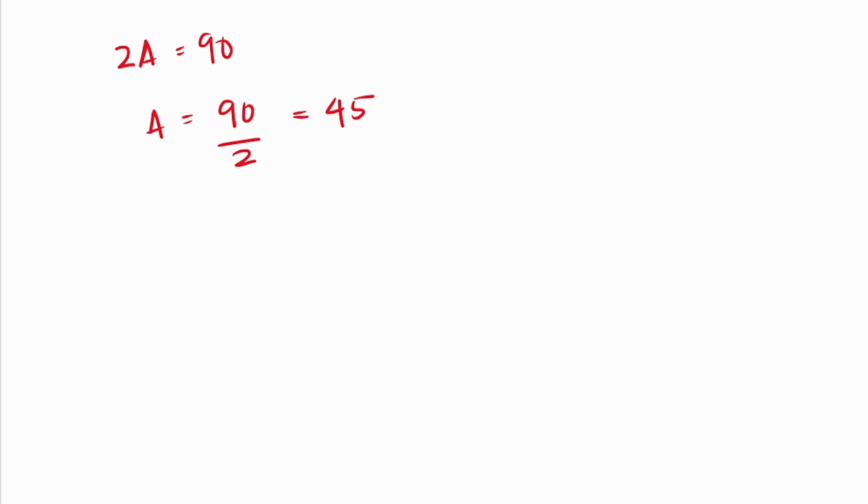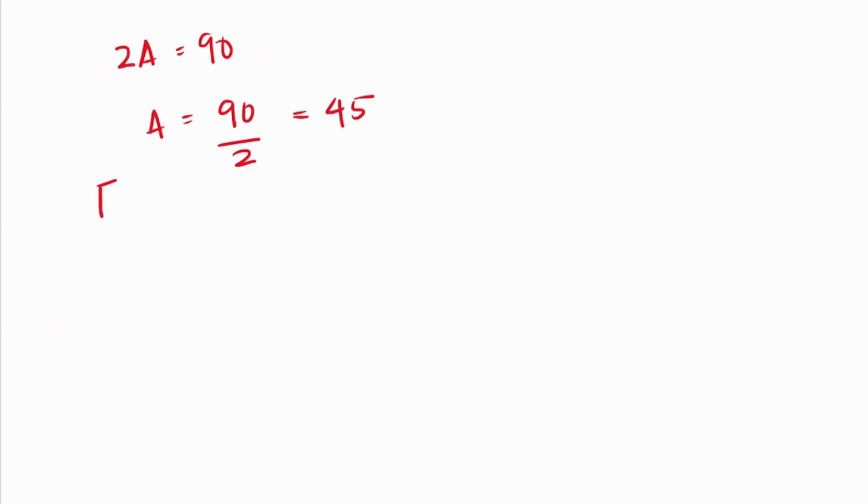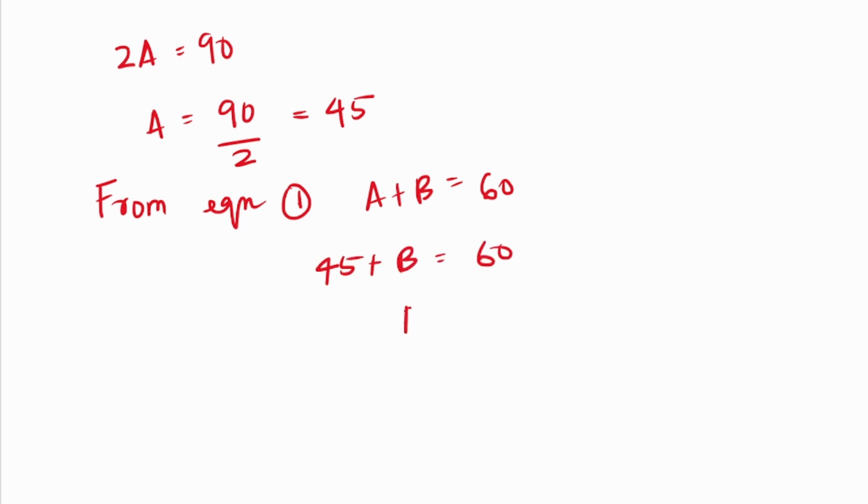Now we have to find b, right? From equation 1 or equation 2, whichever equation you want. I'll take equation 1. From equation 1, it is a plus b equals 60 degrees, and you have a as 45. So write 45 plus b equals 60 degrees. So b is 60 minus 45, which you will get 15.